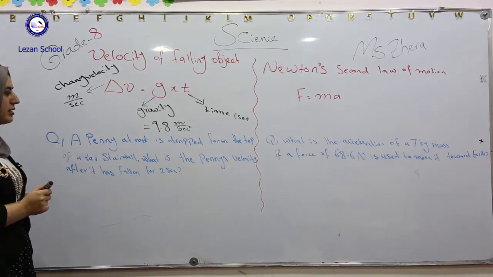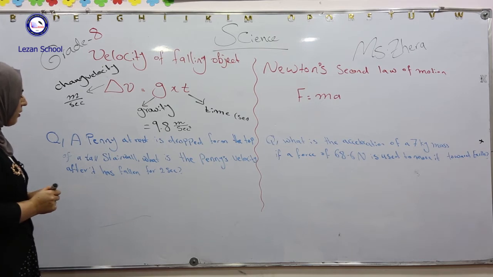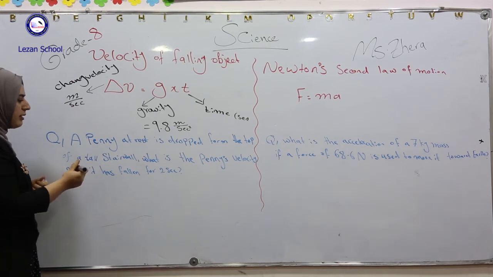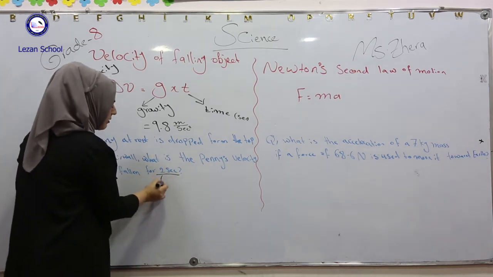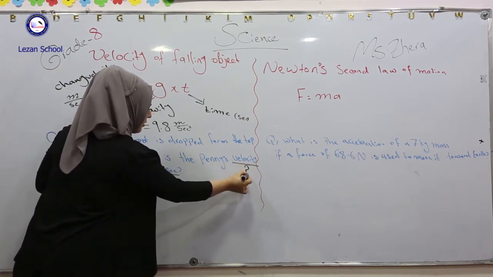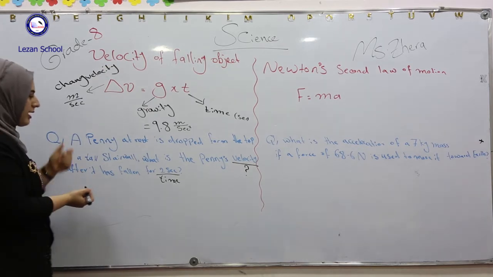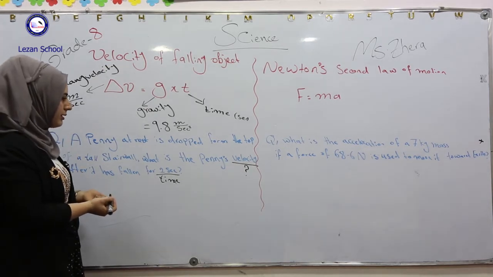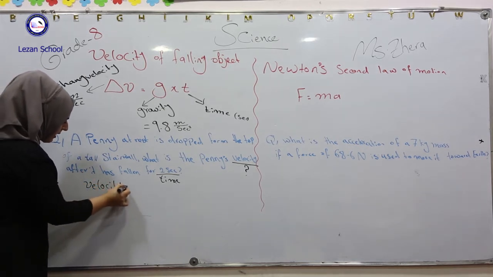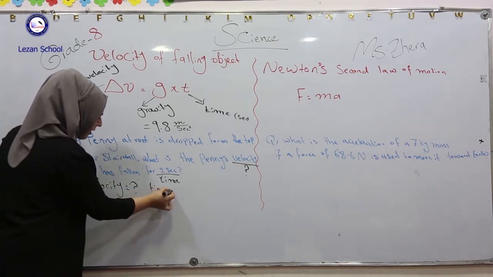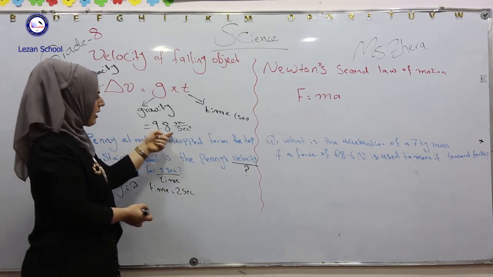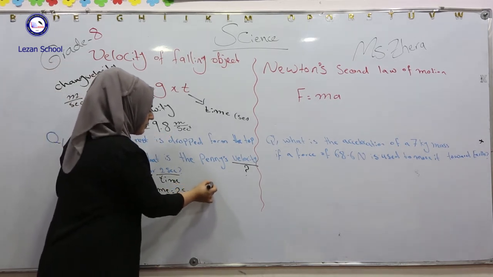A penny at rest is dropped from the top of a stairwell. What is the penny's velocity after it has been falling for 2 seconds? The 2 seconds here is the time. And what do you need in the question? Velocity. To understand the question, we have to separate what we have and what we need. We don't have the velocity, it is unknown, but we have the time. How much time? Time equals 2 seconds. As you know, gravity has a constant value equal to 9.8 meters per second squared. This is gravity, it cannot be changed.